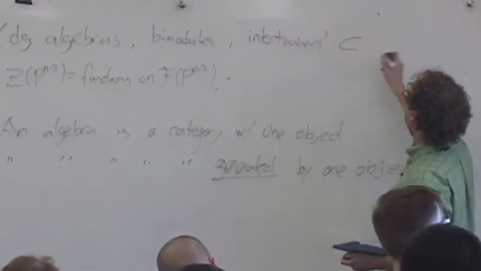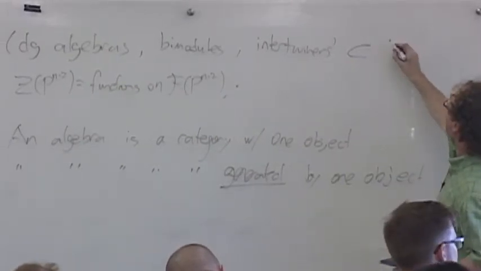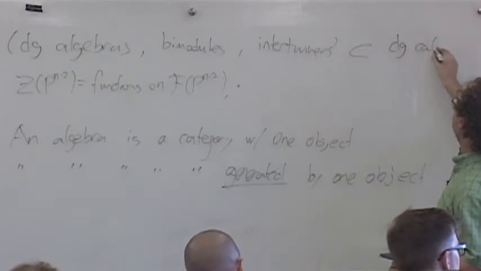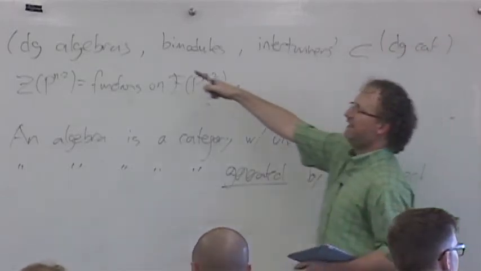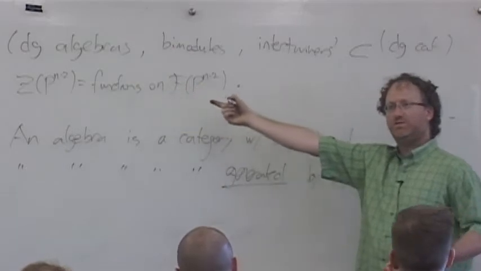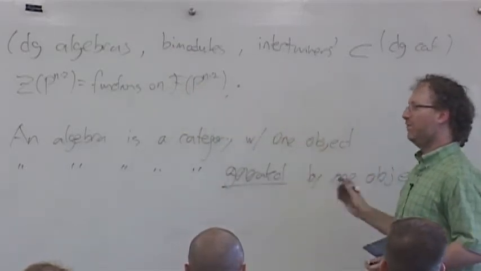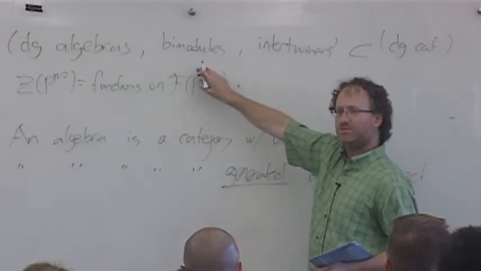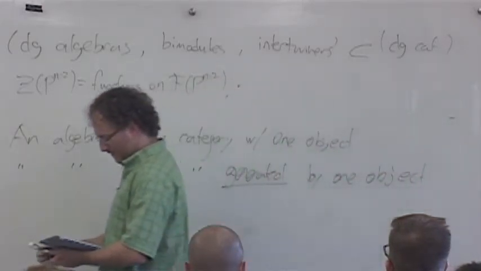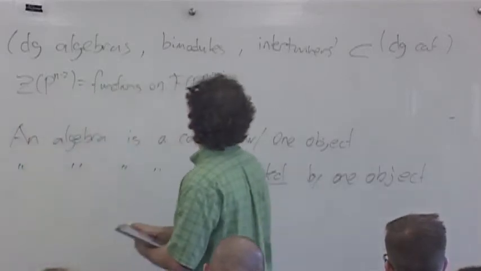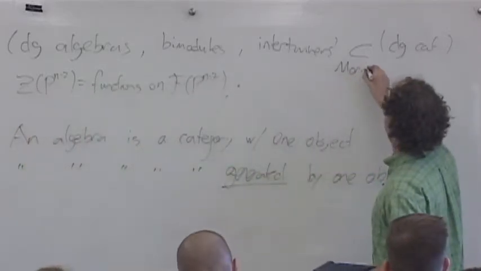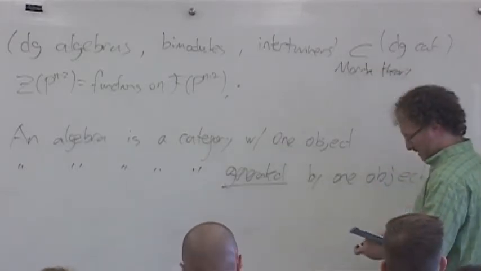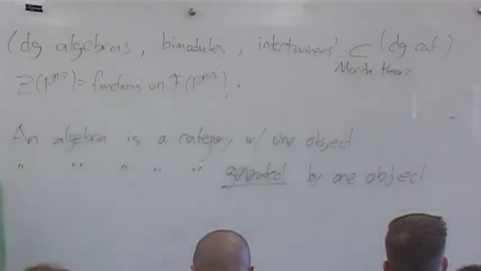This is a full subcategory of DG cat, the 2-category of DG categories, where to any DG algebra I attach its category of modules. And then with appropriate adjectives put in front, the functors between those categories are exactly bimodules. I won't spell out the functors, but we can. This is what Morita theory is about: algebras, if you like, are just a special, nice class of categories.